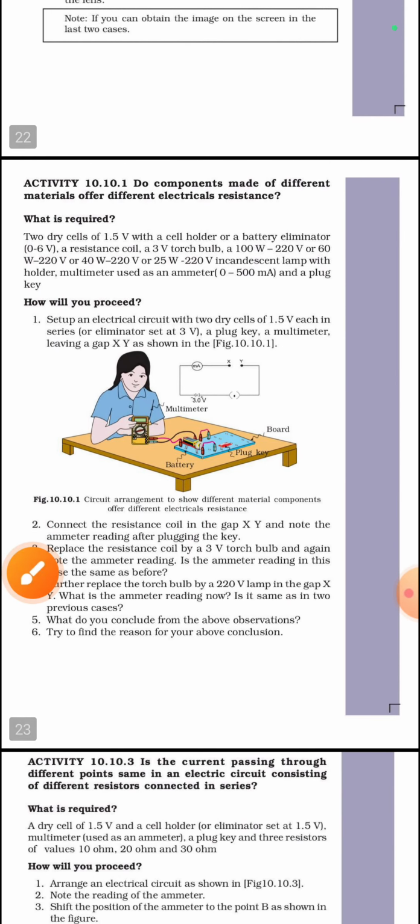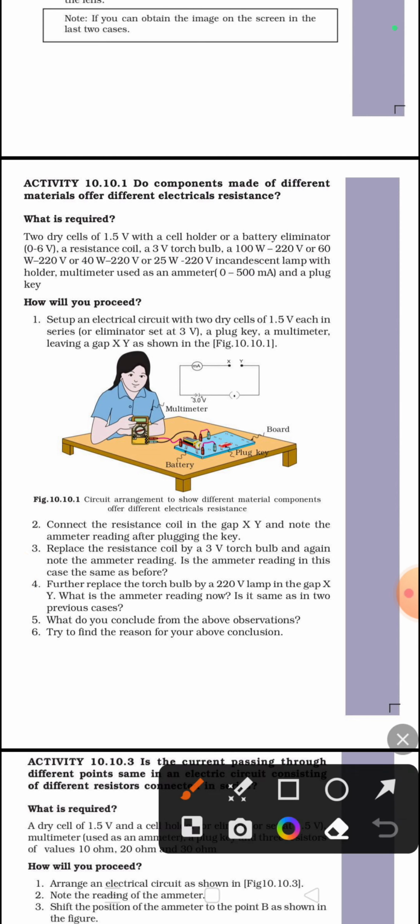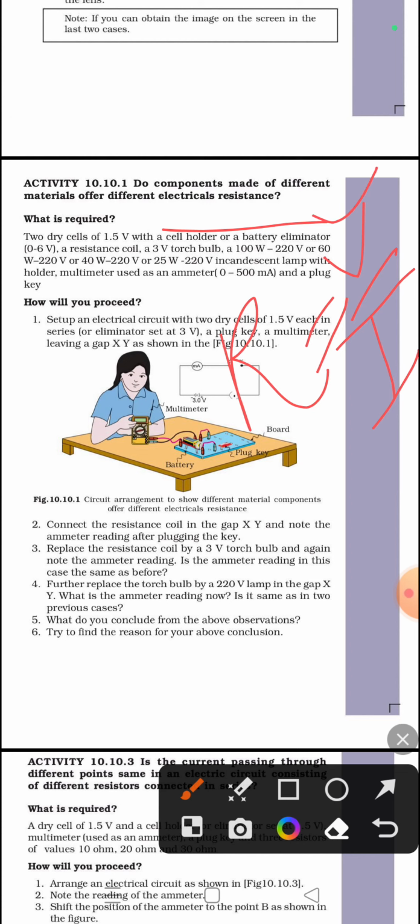Do components made of different materials offer different electrical resistance? Resistance of different materials are different, and in this experiment you have to calculate the resistance of different materials with the help of Ohm's law, R is equal to V upon I. By varying the potential difference, note the current with the help of an ammeter and then find the resistance of the given material.